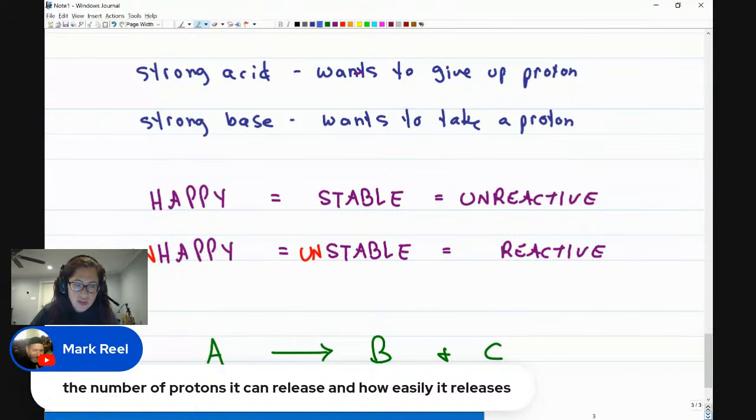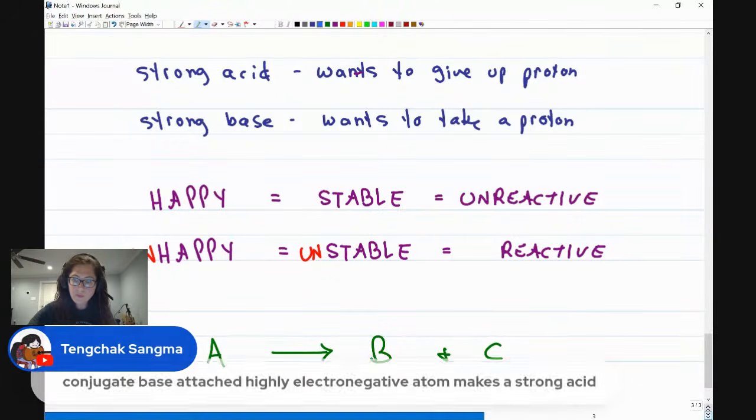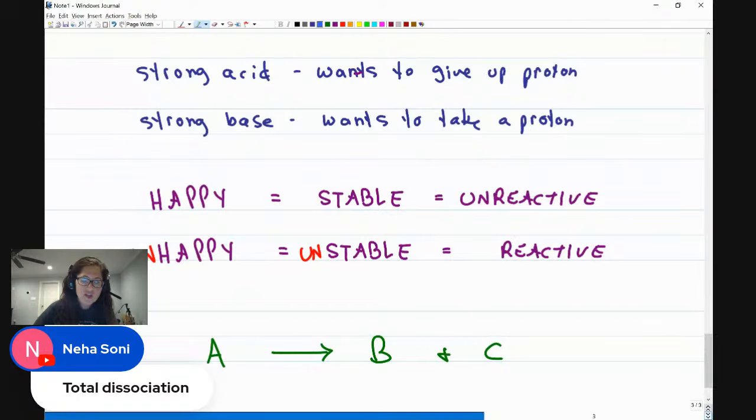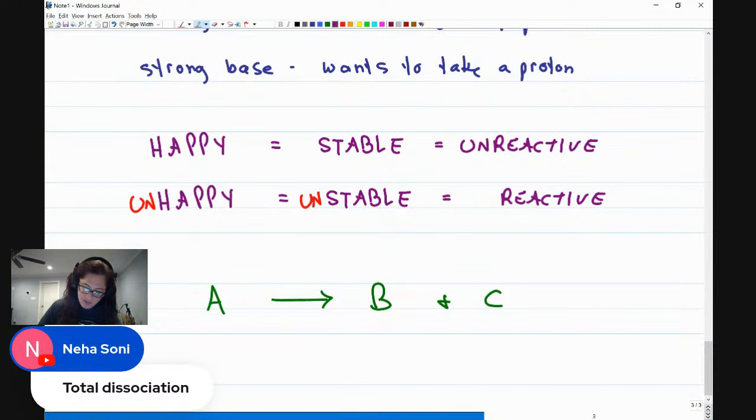All right, so I see the number of protons it can release and how easily it releases. Typically when you have multiple protons to release, the first one is easy, the second one is harder. So it's not so much about how many protons, but rather how likely it is to release that one single proton. Conjugate base attached to a highly electronegative atom. We're going to talk about atoms very shortly. Some molecules have total dissociation. So let's look at that as a specific example.